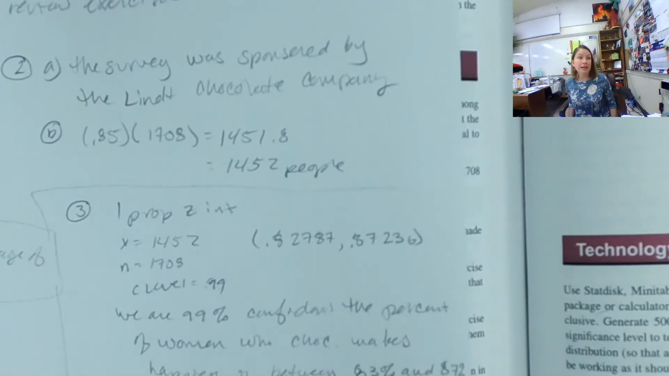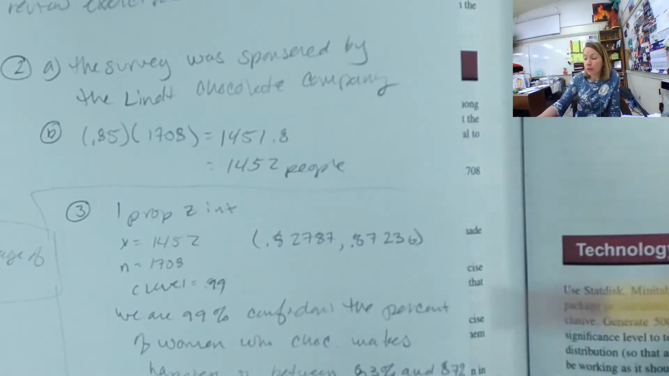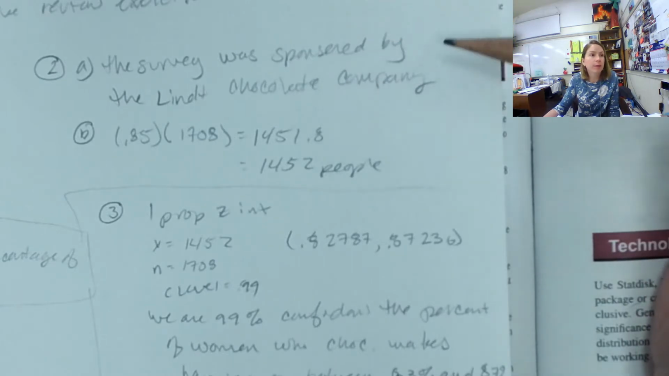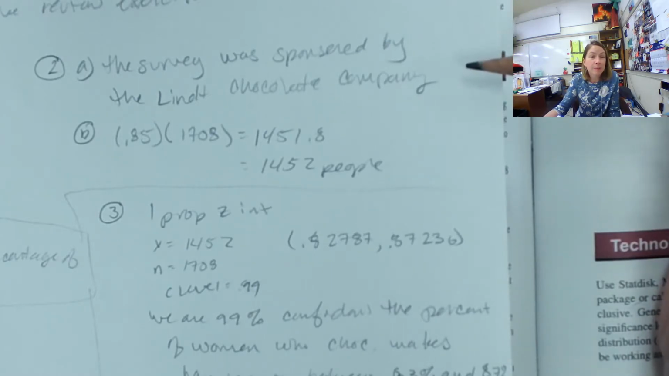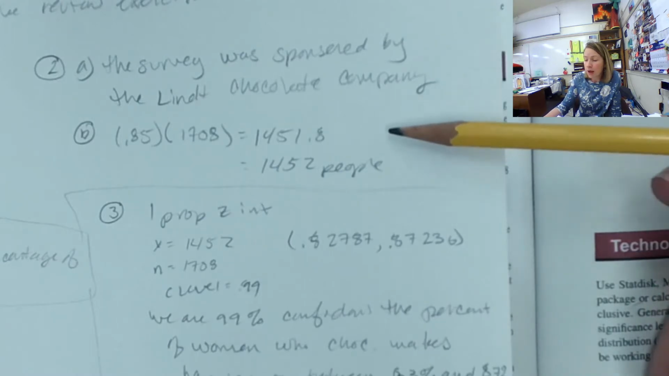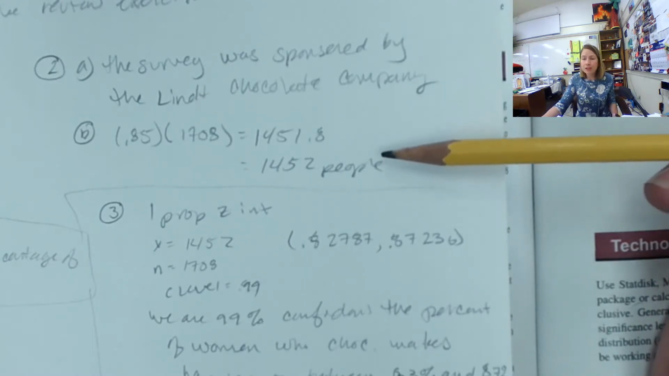So the next one is on whether or not chocolate makes you happy. So there was a survey done to see whether chocolate makes women happy. And so the first question is, yeah, there's a problem with it because it was sponsored by a chocolate company. So it would make sense that if it's sponsored by a chocolate company that there is a possibility that bias could be introduced.